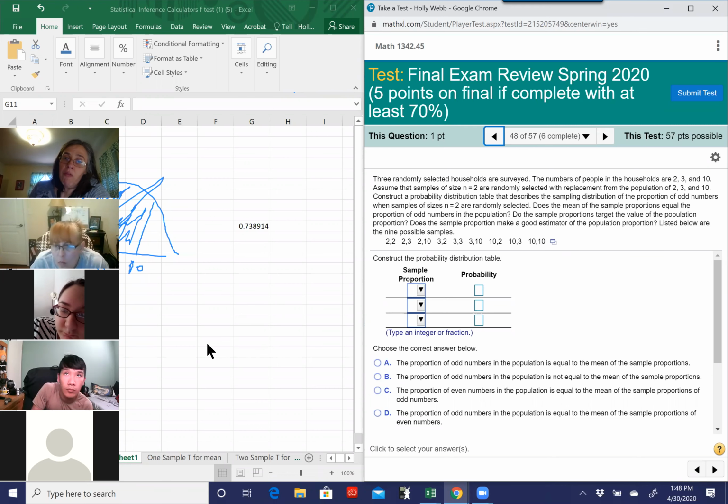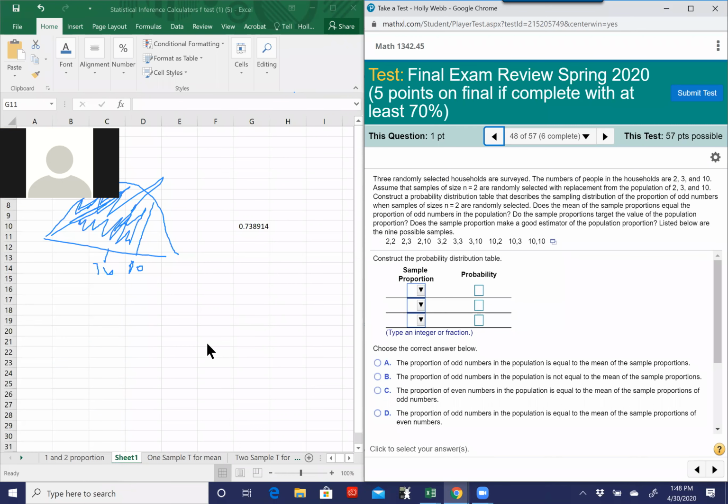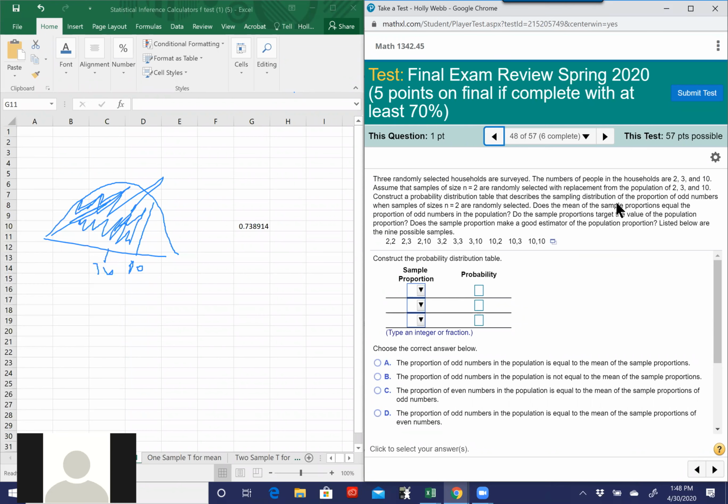So y'all ready for one of these? All right. This one says there are 3 randomly selected households and the number of people in the household is 2, 3, and 10. Assume that the samples of n equals 2 are randomly selected with replacement from this population of 3 numbers. When samples of n equals 2 are randomly selected, does the mean of the sample proportions equal the proportion of odd numbers in the population?